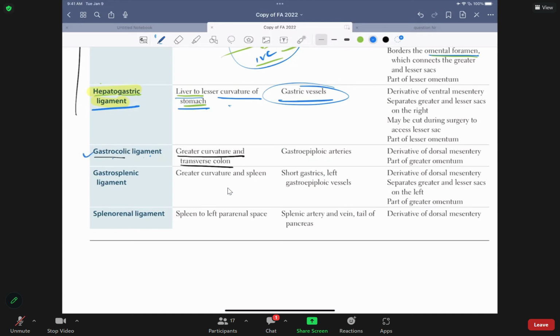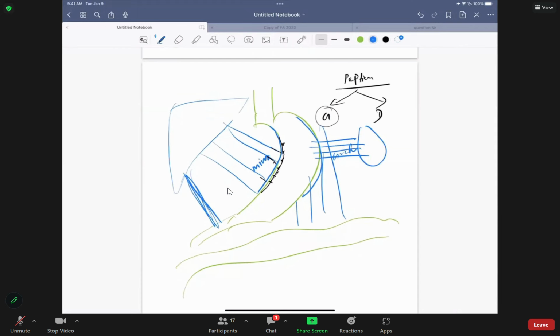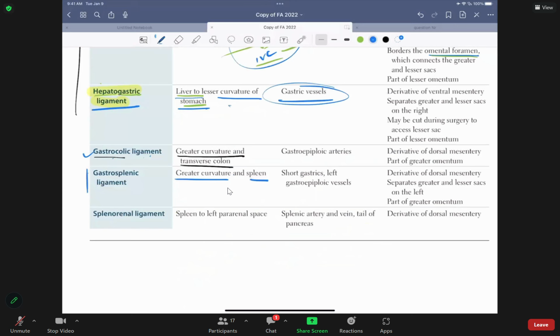Gastrosplenic ligament, greater curvature to the spleen. So that will be somewhere here. You have a spleen here, so I might have a ligament that goes to the spleen. We call that gastrosplenic ligament. Now, gastrosplenic ligament, I would probably say you should know short gastric arteries are there. I'm going to cover that in the next page. And the last one, splenorenal. It connects the spleen to the kidney, folks, not clinically important.